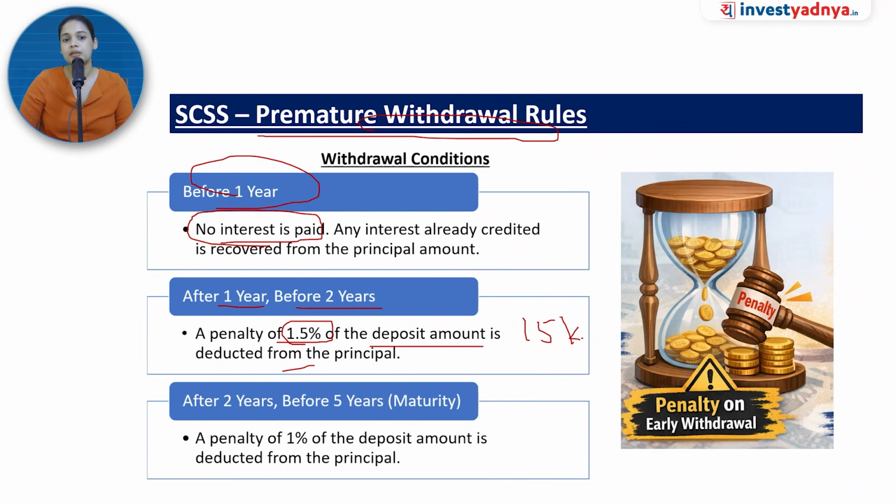Now using the same example, if you have not exited prematurely between 1 to 2 years, but you exited after 2 years and before 5 years, before the maturity, then the penalty is 1%. Means if it is a 10 lakh lump sum, then 10,000 will be deducted. So notice the pattern: if the tenure is longer, then the penalty will be lower. The structure encourages investors to treat SCSS as a medium-term investment, not as a short-term parking tool for the amount.